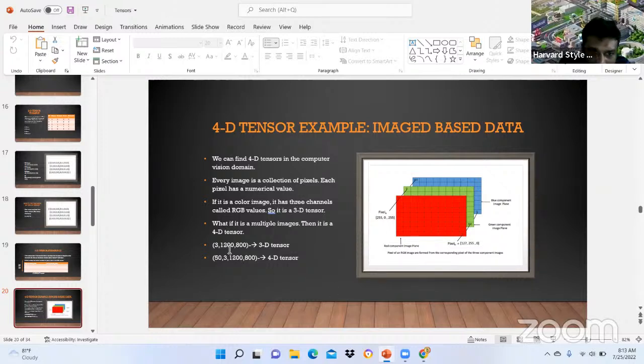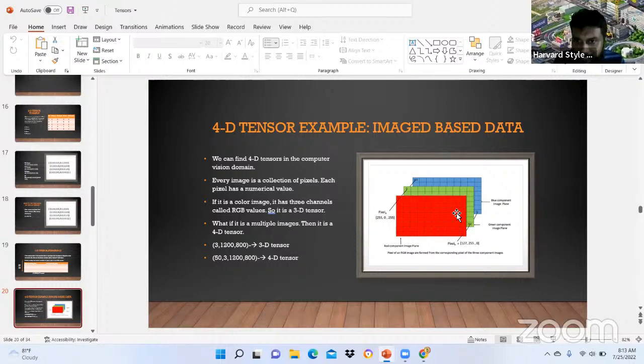See, guys, this 1200 into 800 is the pixel values of one color channel. Multiplying by 3 for RGB, it is a 3D tensor. Now, if you have one colorful image, it is a 3D tensor. Consider you want multiple images, a collection of images. Then you have to multiply by the number of images as well. That means it is a 4D tensor.